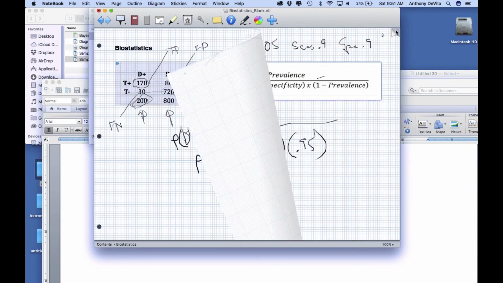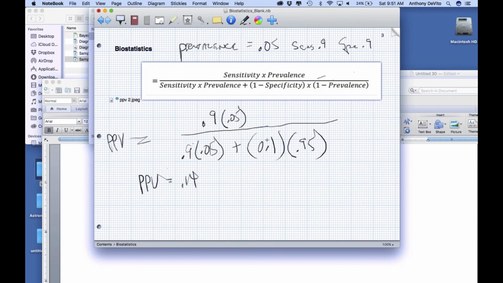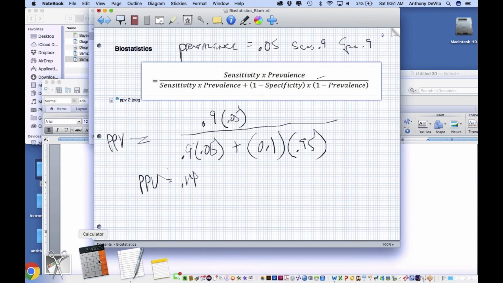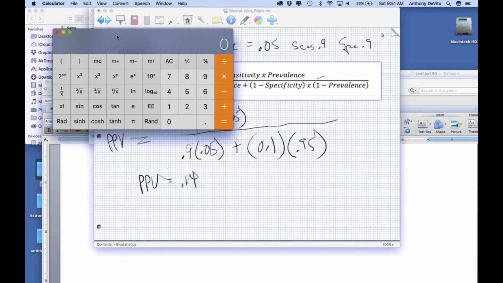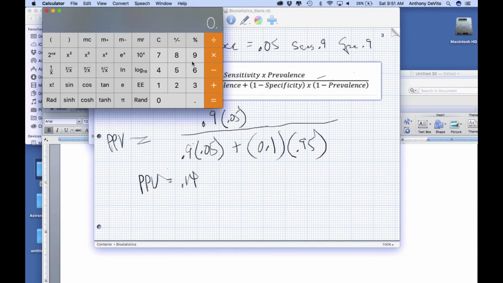Boy, I should have stuck with the same numbers, right? So we can make it predictable. Okay, let's work this out. Since we're here doing this, then we can move on. Let me do the bottom first. 0.9 times 0.05 is equal to 0.045, 4.5%. So I'm going to put that into memory.